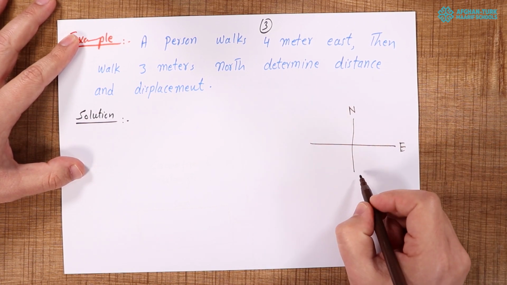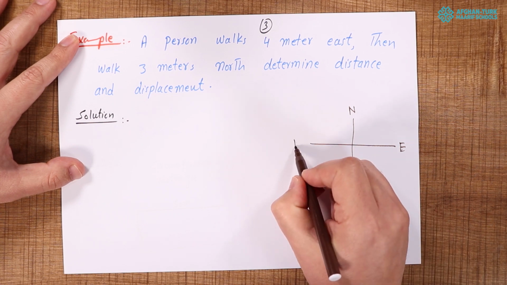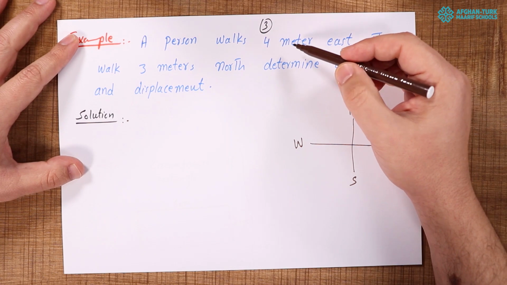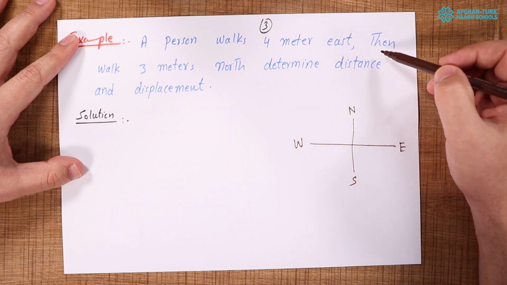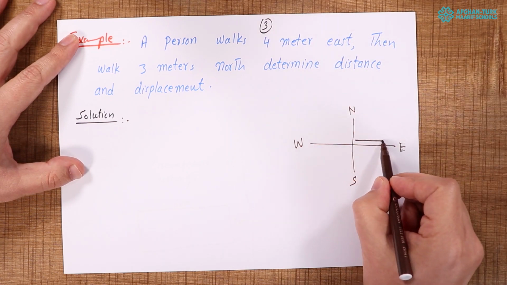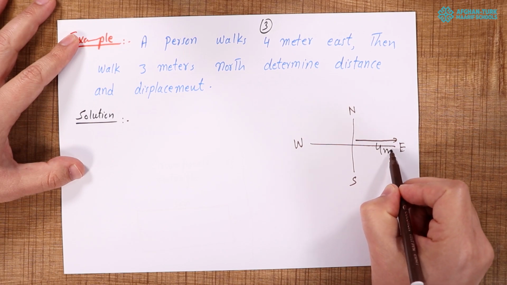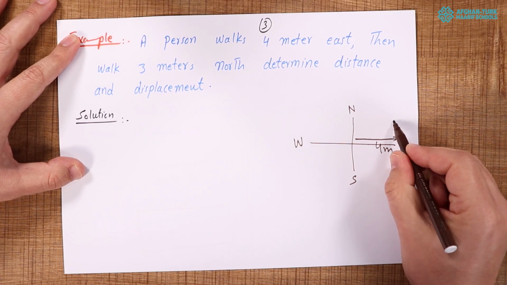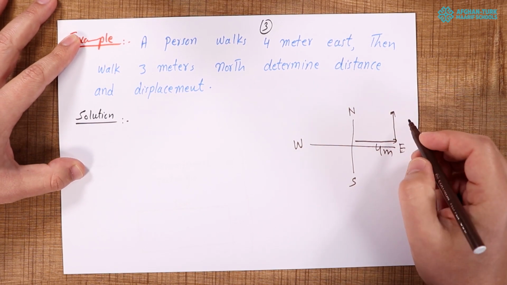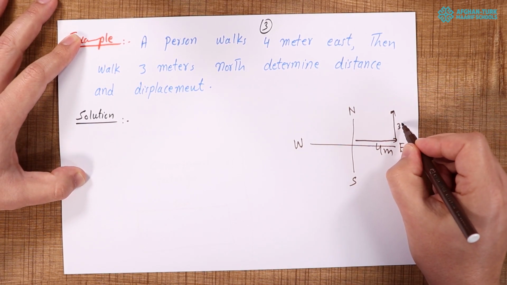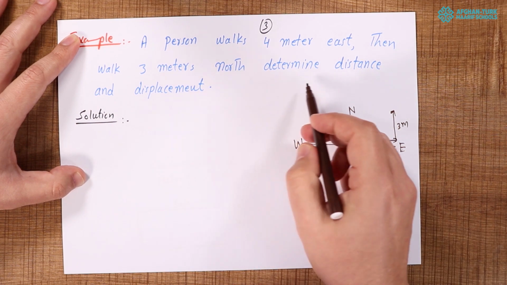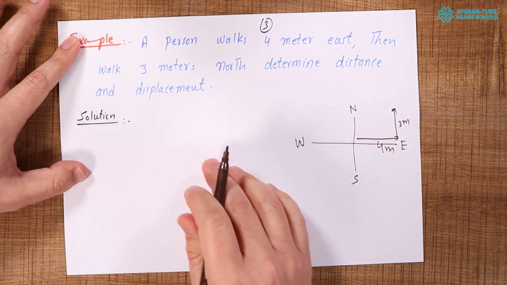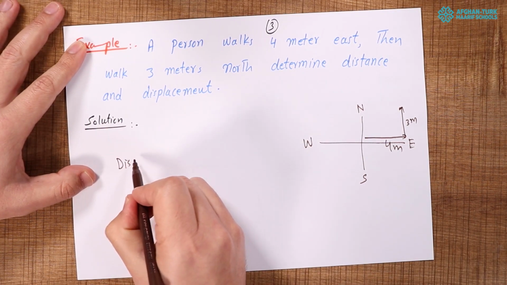This is east and this is south. This is west. So first they mention 4 meters toward east, like here 4 meters, and then 3 meters toward north. Toward north, this is 3 meters. So determine the distance and displacement. Here again they ask to find the distance.